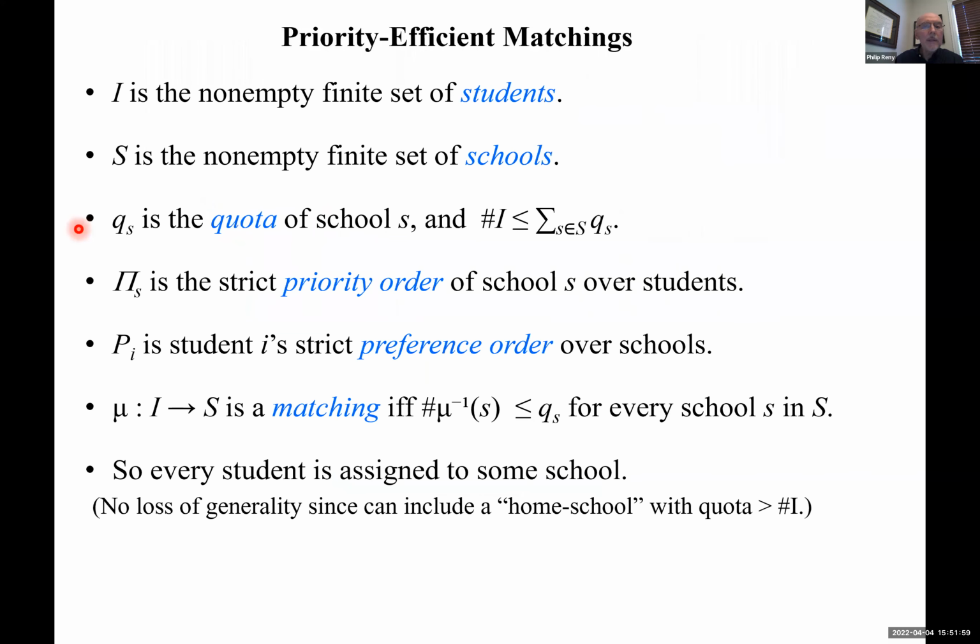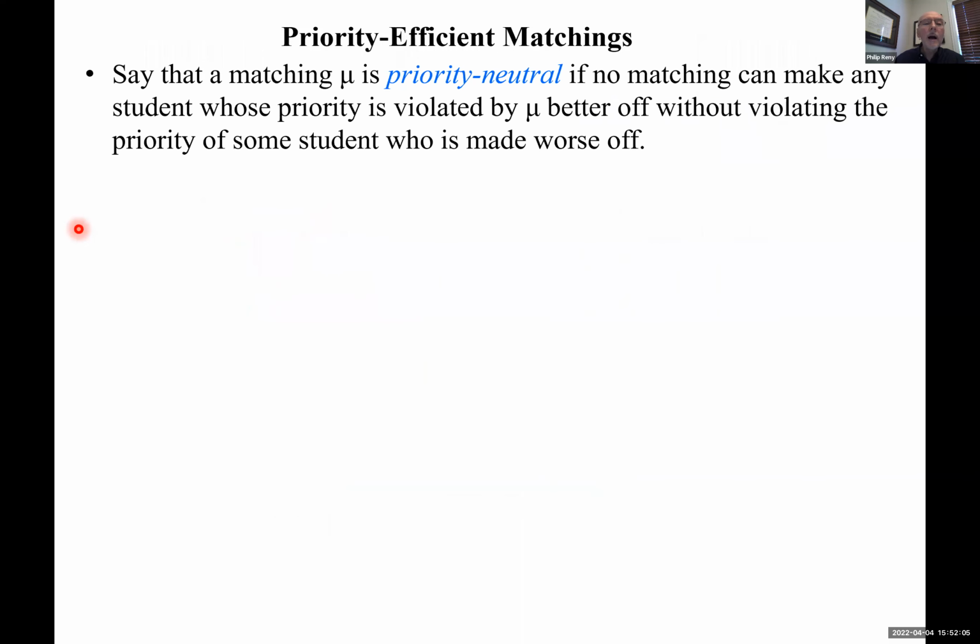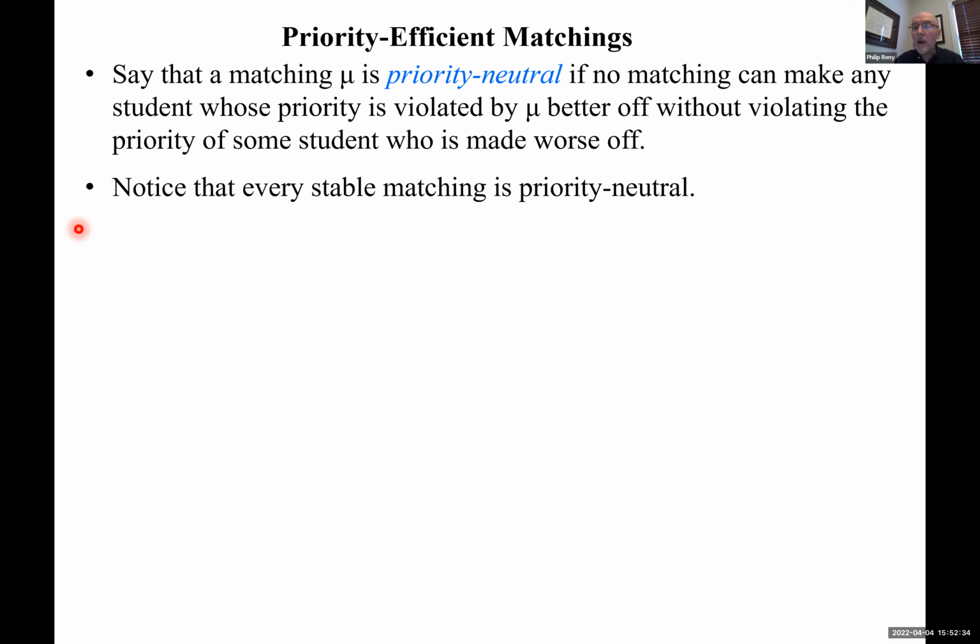Okay, this is notation. We don't need this notation. Sorry, so let's just skip it. I'm just repeating the definition of priority neutrality. That's the first bullet point. The second bullet point, I want you to notice that every stable matching is priority neutral, trivially, because no student's priority is violated. So remember, to check whether a matching is priority neutral, you first have to ask, is it possible to make some student whose priority is violated better off? Well, if no student's priority is violated, there's nothing to check. So every stable matching is priority neutral.